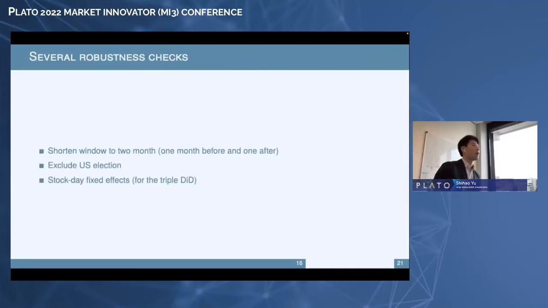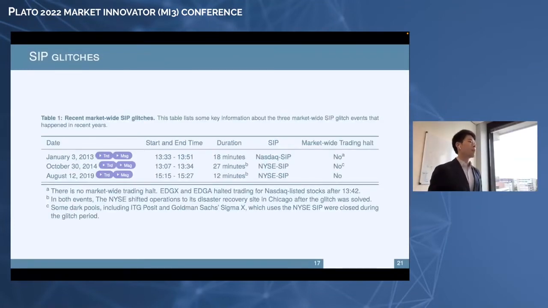So here are several robustness checks I have done. I will skip them. So now we can move to the SIP glitches.